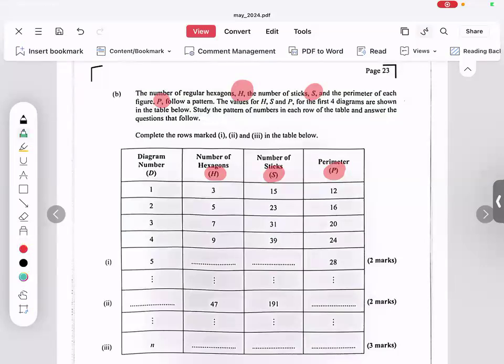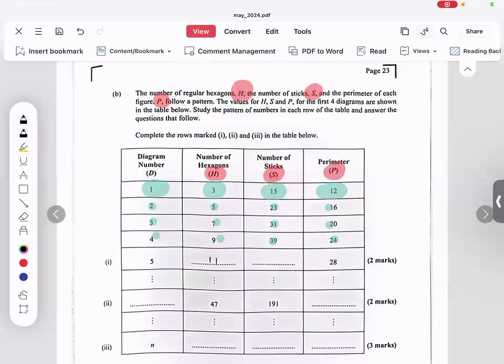So we basically have here diagram 1. It has 3 hexagons, and it's made up of 15 sticks, and the perimeter is 12. And it continues: 2, 5, 23, 16; 3, 7, 31, 20; 4, 9, 39, 24. So what's the pattern for the 5th one? You can see that the pattern for the hexagons coming down here is going up by 2. Do you agree? Yes, sir. So this would have to be 11. For the next one after 4, it must be 5, so it must be 11.